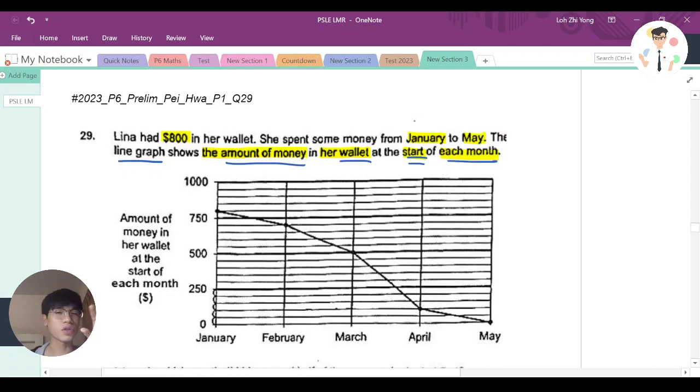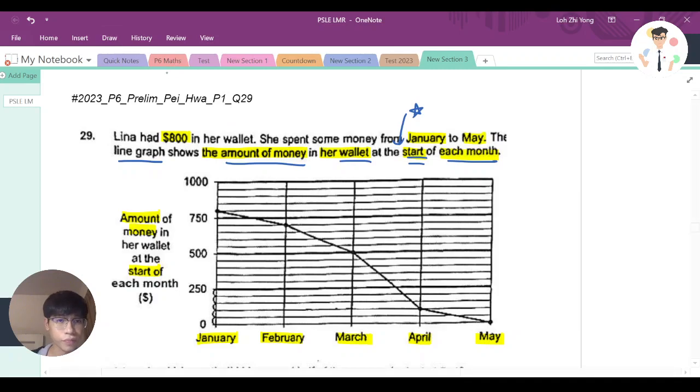Now, usually in questions, especially line graph questions, they always give the amount at the end of each month. But this time they are giving it at the start of each month. Okay, this is actually a very interesting question to note. So as you can see here, they have labeled this as the amount of money at the start of each month. And you have January, February, March, April, May here.